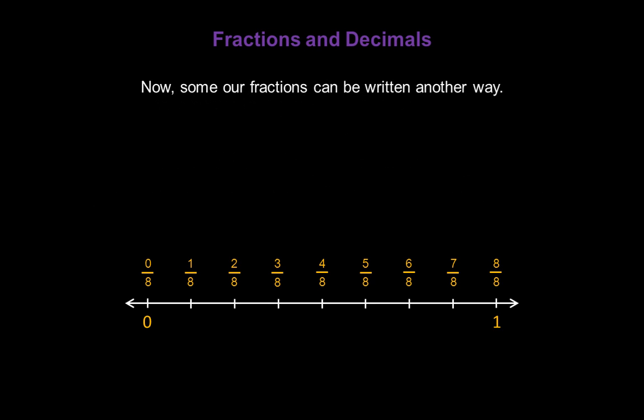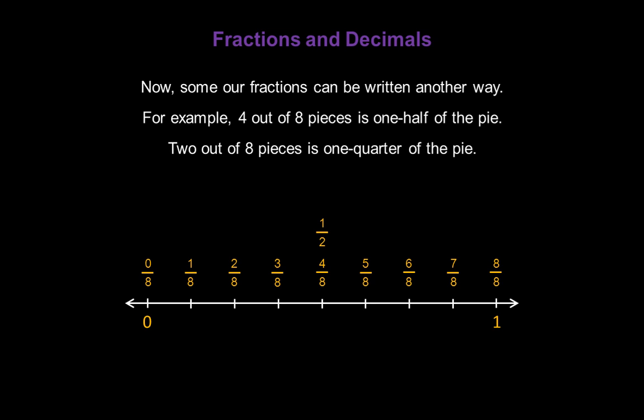Now, some of these fractions can be written another way. Some of them can be reduced to simpler form. For example, 4 out of 8 pieces is the same as 1/2 of the pie. 2 out of 8 pieces is the same as 1/4 of the pie. And 6 out of 8 pieces is the same as 3/4 of the pie.